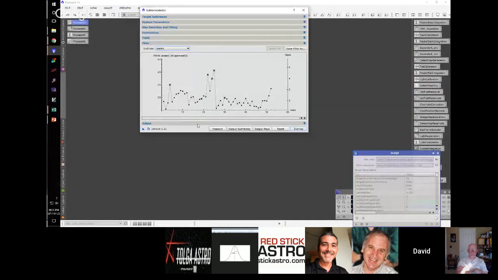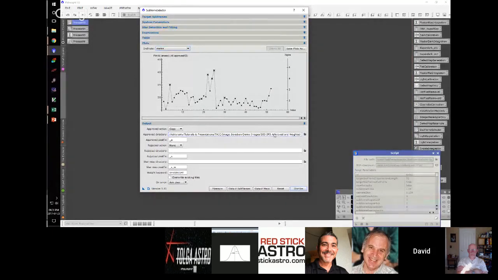And so you'll do whatever you want to do here, and then in this case, I'm going to write everything out, copy it, not move it to an approved directory. It's going to append an _A on there, and then the weighting value is going to be created with this SFS weight, Subframe Selector weight, that gets stuck in the FITS header, which Image Integration can use later on.